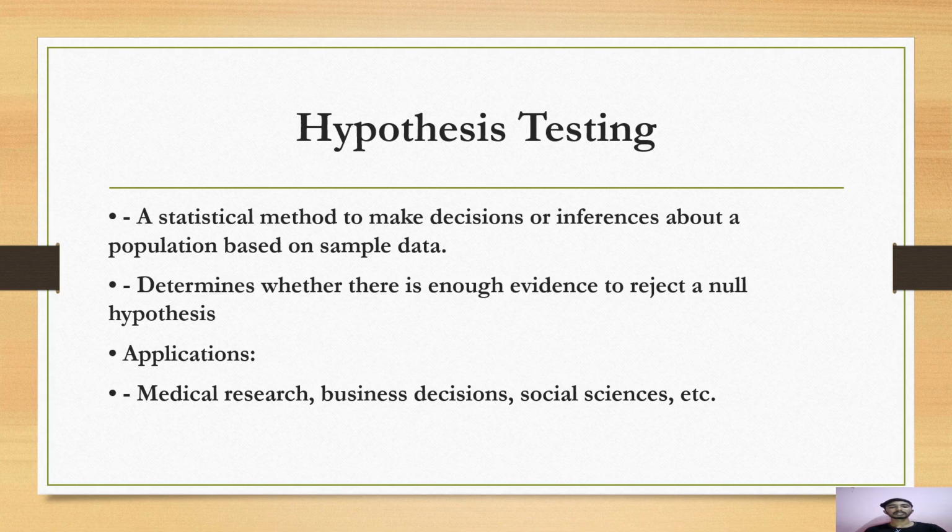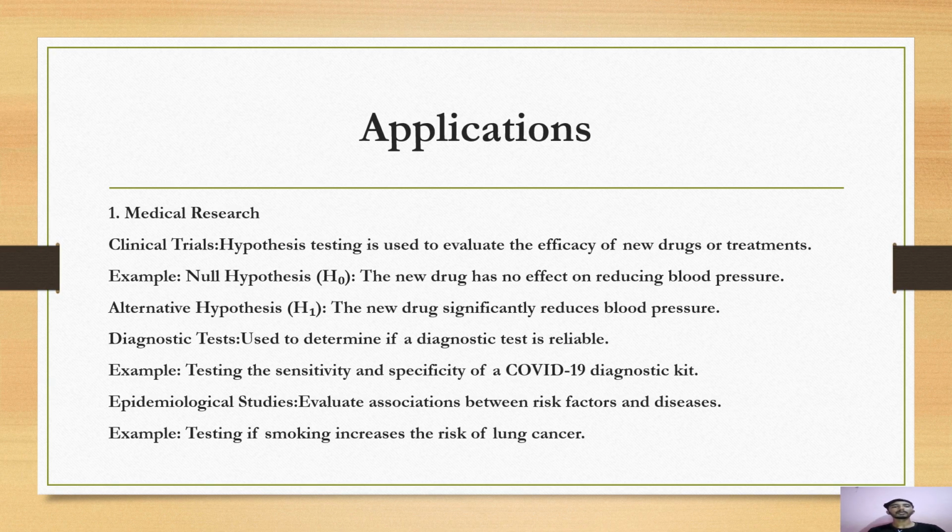Applications: medical research, business decisions, social sciences. Hypothesis testing is used in medical research, such as clinical trials. It is used to evaluate the efficiency of new drugs or treatments. For example, null hypothesis, which is denoted by H0: the new drug has no effect on reducing blood pressure. Alternative hypothesis H1: the new drug significantly reduces blood pressure.